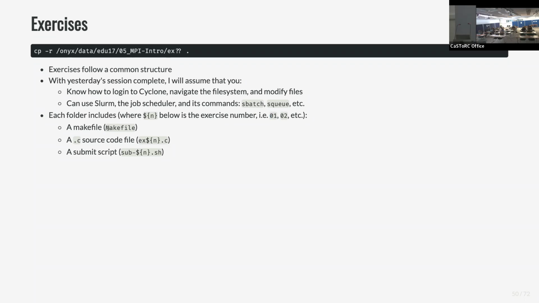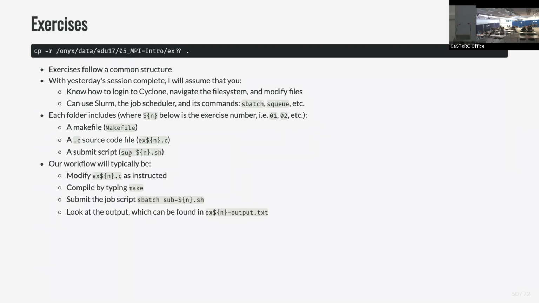So there's a makefile. If you don't know what that is, I will say what that is in just a moment. There's a source code C file, which is always named ex number.c, and there's a submit script. So one of these Slurm scripts that we saw for the last 10 minutes yesterday, which is basically the script that includes all those commands that we were using with srun. We put them in a script, if you remember, yesterday. So this has been prepared for each of the exercises.